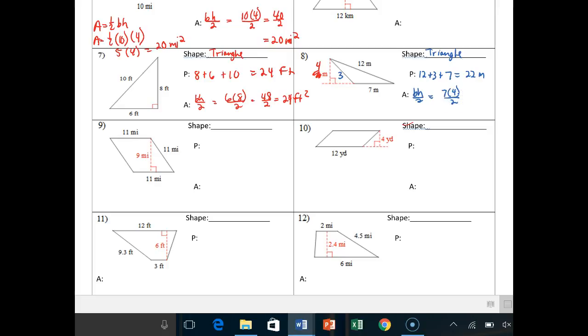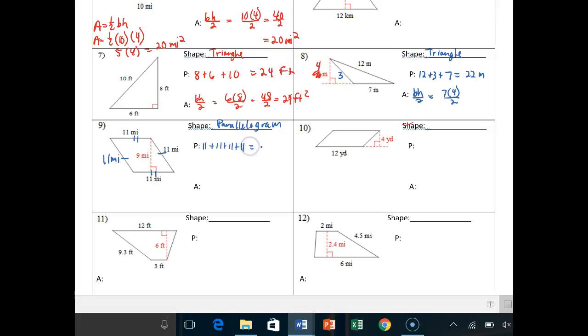All right, number 9, the shape is a parallelogram. So the perimeter is just all the numbers on the outside. Now, in a parallelogram, these two sides are equal and these two sides are equal. This is 11 miles, so this will also be 11 miles. So it's basically just going to be 11 plus 11 plus 11 plus 11.